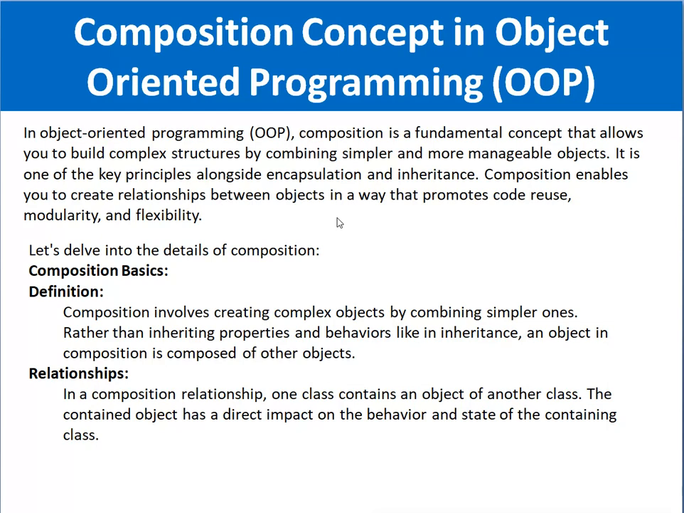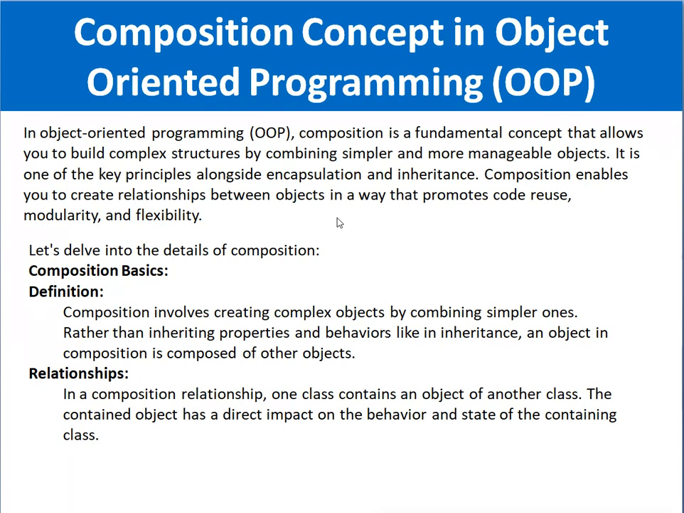Friends, composition is basically a fundamental concept in object oriented programming. Like we have other concepts like inheritance, polymorphism, and aggregation, etc. So another concept is basically called composition. Composition means that it allows you to build complex structures by combining simple and more manageable objects.